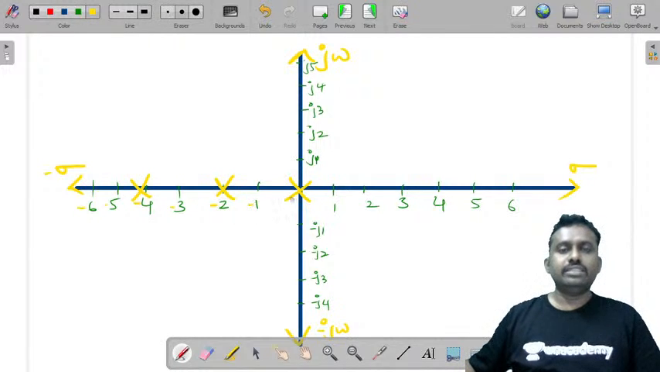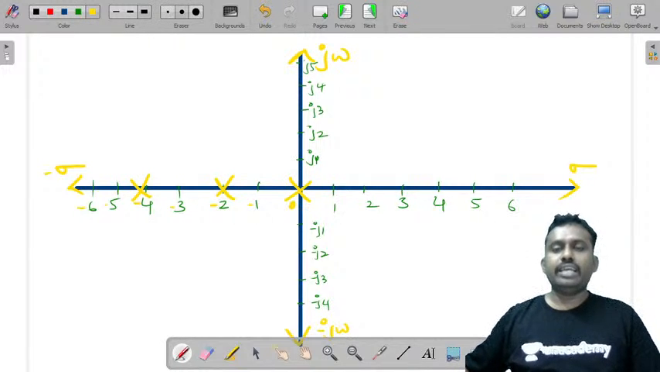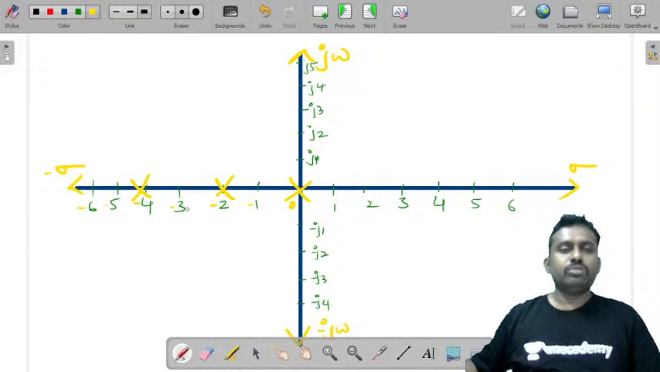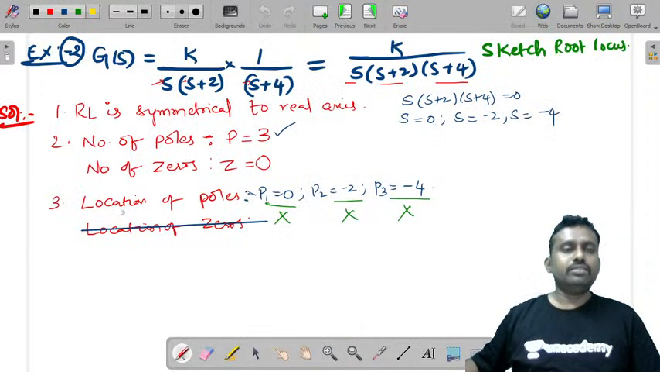So these are the locations of poles. This is the negative real axis, this is the origin. These are the positive real axis 1, 2, 3, 4, and these are the negative: minus 1, minus 2, minus 3, minus 4, minus 5, and minus 6. And we have poles at the origin, minus 2 and minus 4. So we have represented cross marks at these places. This was the third step, location of poles and zeros and the pole-zero plot.